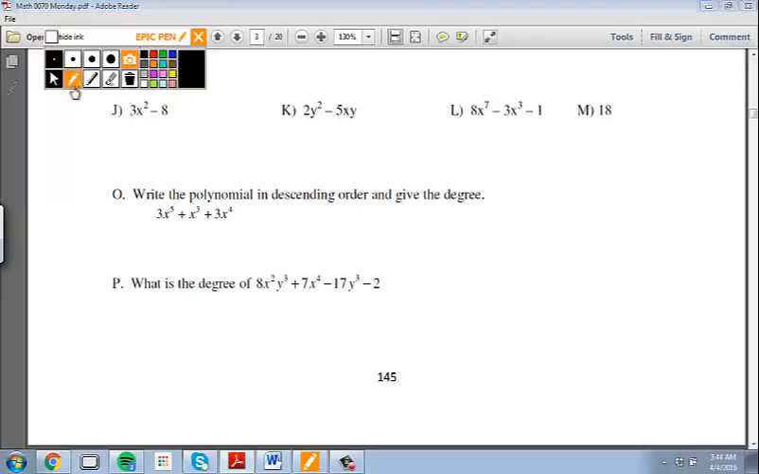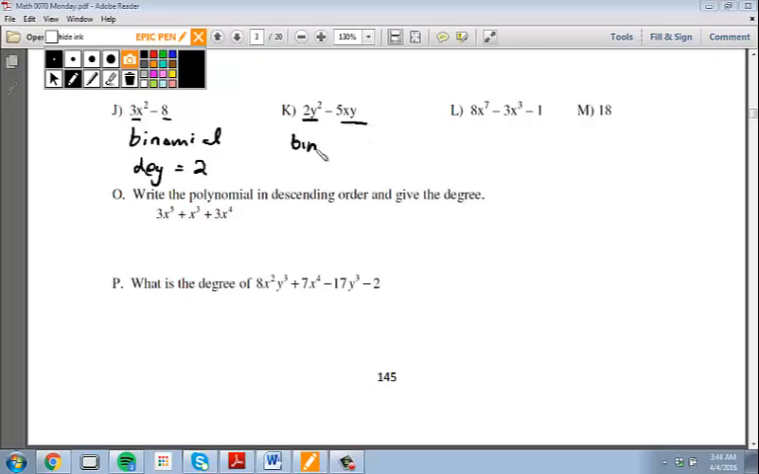J. This is sort of a repeat again. So 2 terms, binomial, and the highest power is 2, so the degree is 2. K. This is a binomial. This one is a little bit trickier because we have a degree of 2 here, but we also have a degree of 2 here because we have to add the exponents on the x and the y together. So the highest was still 2.